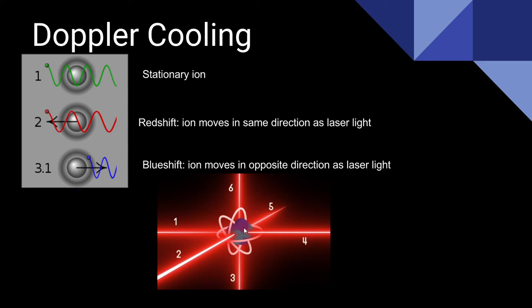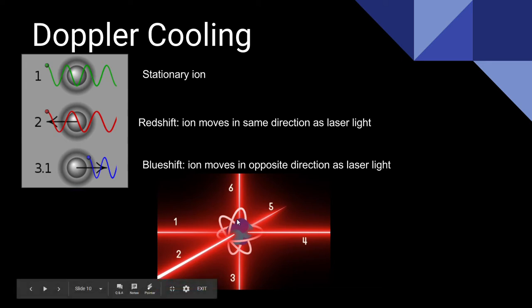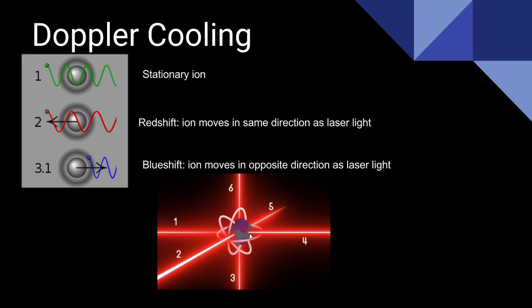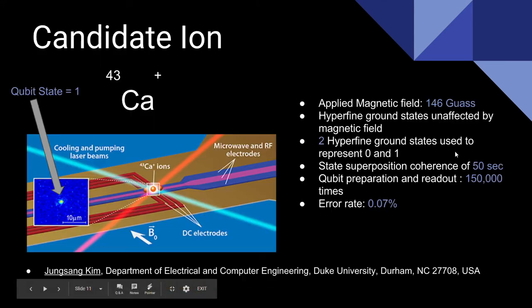So every possible direction of velocity is countered with laser light, and you're essentially trying to make them stand still. But of course, because of the uncertainty principle, the ions are never going to be confined to a single space, and there's always going to be a little bit of jiggling around. But they've managed to get them down to the microkelvin scale.